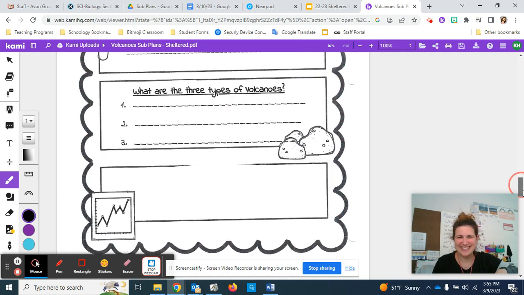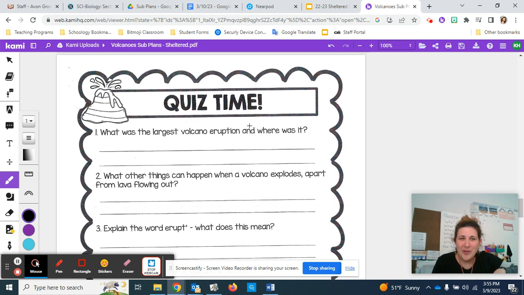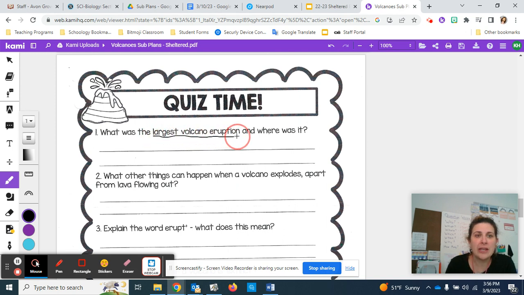2 páginas más. ¿Una pruebecita? No, it's not a quiz. Solo preguntas del volcanes. La información para las preguntas, están en la primera página. Leer otra vez. Palabras en las preguntas que es tan importante. What was the largest volcano eruption? So, buscar para las palabras en la primera página. Largest volcano eruption.